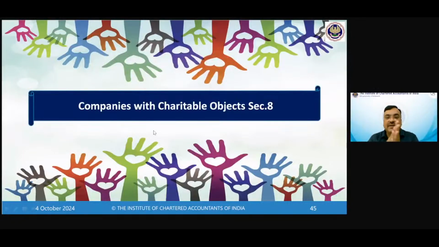Okay, बच्चों, welcome again. Let's start the today's last topic, companies with charitable objects, section 8. प्लीज म्यूट कर लीजिए सब लोग. मेरी हम्बल रिक्वेस्ट है सभी बच्चों से, सारे हमारे फ्यूचर चार्टर्ड अकाउंटेंट से, फ्यूचर मेंबर्स ऑफ द आईसीआई, प्लीज म्यूट कर लीजिए.